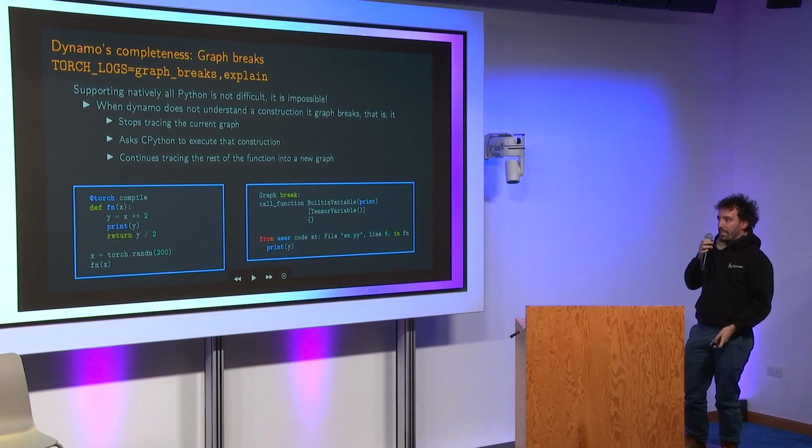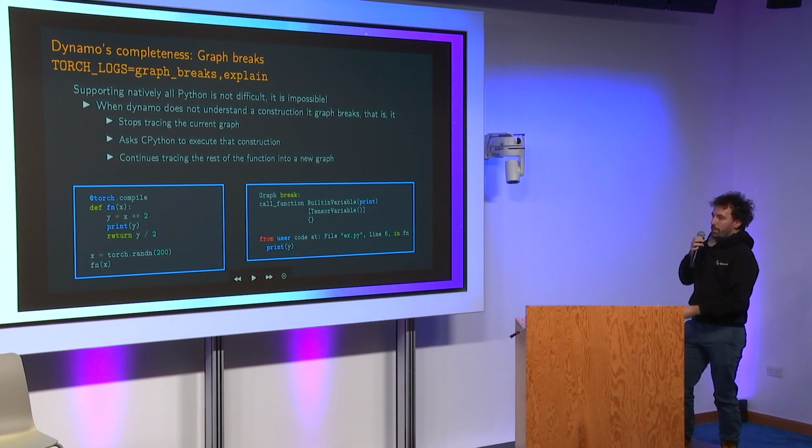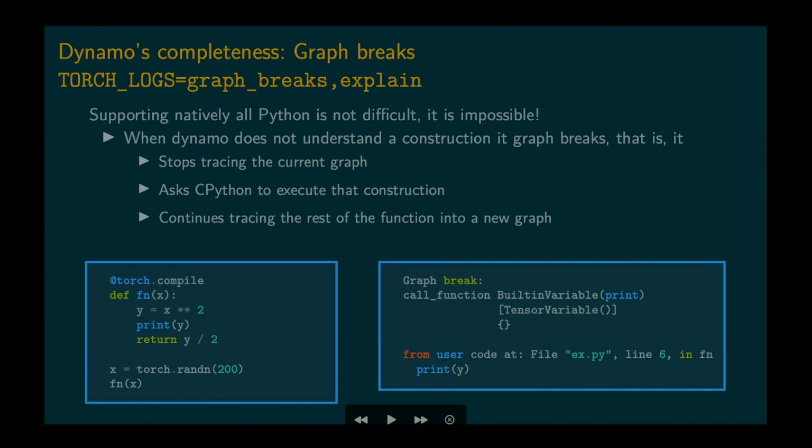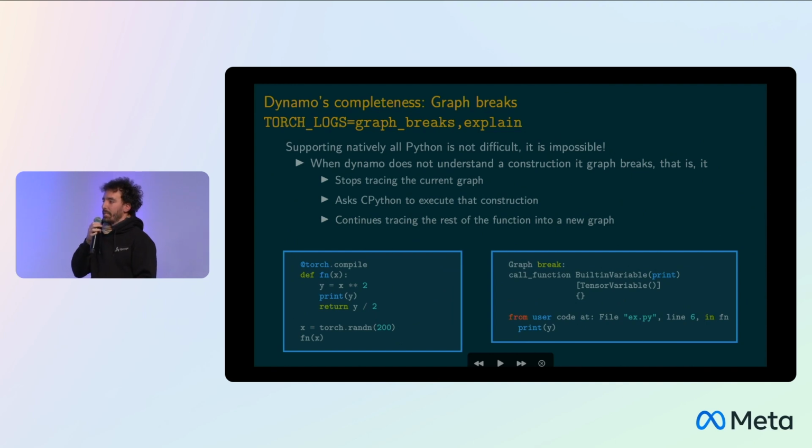So you can have a look at torch logs, graph breaks, and explain, and it tells you that in this case you tried to call a function called the built-in variable print, that's the name of the function, with a tensor, those are the arguments, and no keyword arguments. That's why there's an empty dictionary there. And explain says that was in line 6 of the file that I executed, which also has a torch import over there. So that's why it's line 6. This is the way that Dynamo is able to support all of Python.